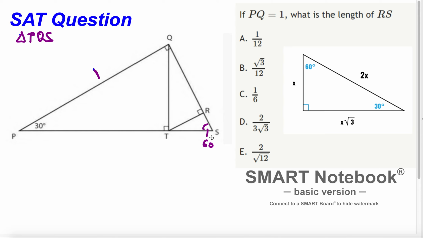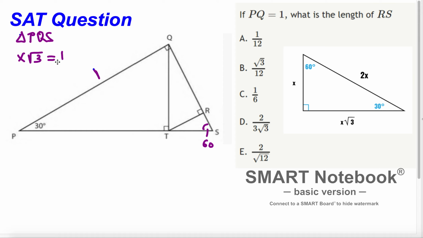Because this is a special triangle, we already know the sides of the triangle are in the ratio 1, square root of 3, and 2. This ratio is in the special right triangle with the angles 30, 60, and 90 degrees. So now PQ is equal to 1. And we already know in this triangle PQS this is the long leg of the triangle, and the long leg is x times square root of 3. It means x times square root of 3 is equal to 1.